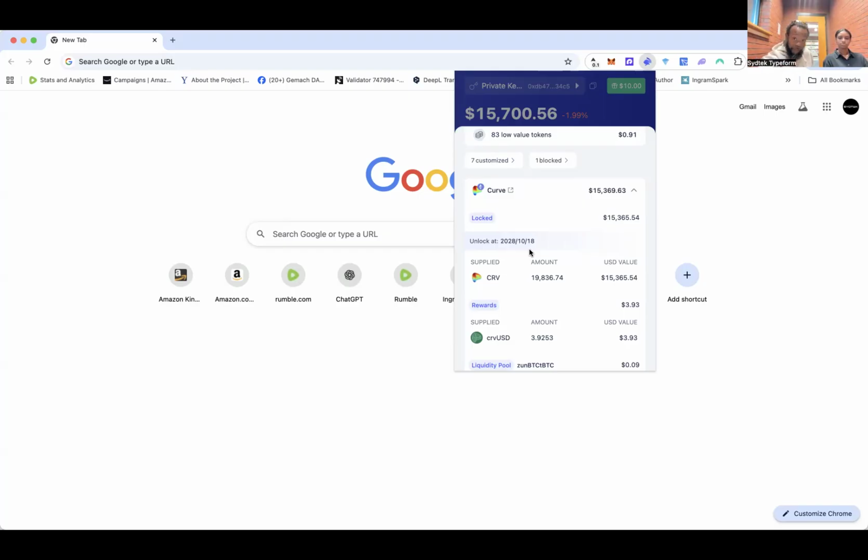It don't look like much, but $15, $20 a day adds up. $20 a day adds up over 5 years, now don't it? For doing absolutely nothing.